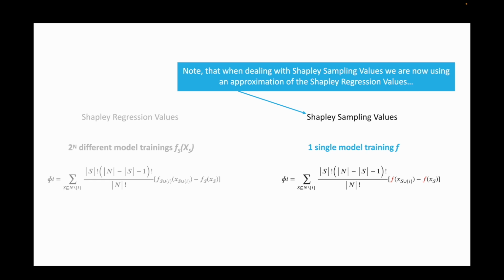Note that when dealing with Shapley sampling values, we are now using an approximation of the Shapley regression values, but they should still give us fairly accurate insights on the local explainability of a feature for a specific forecast.